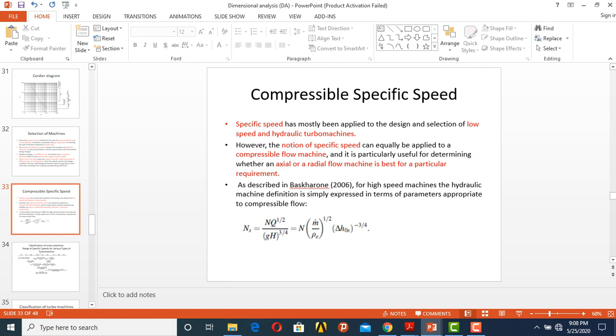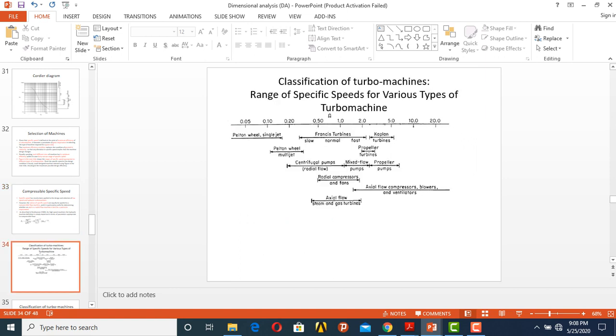And then the specific energy, that's what I alluded to: the specific energy for compressible flow is represented by the stagnation enthalpy, or the stage enthalpy. So this is replaced by the enthalpy there. For compressible flow machines, we use this specific speed.